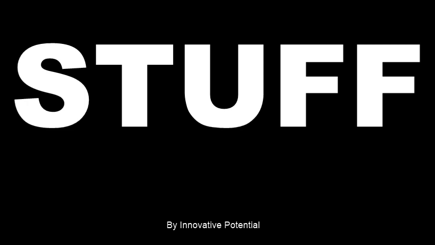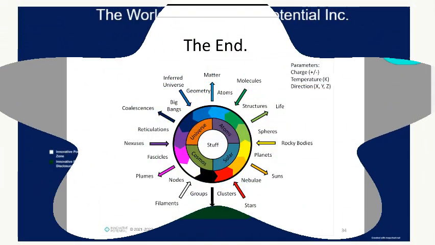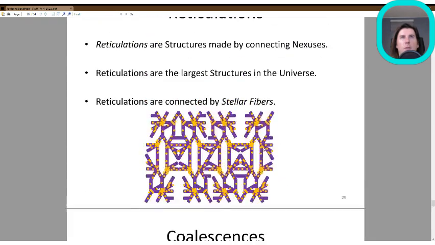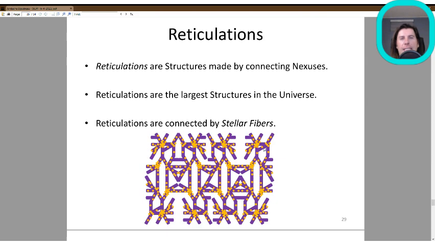Okay, I'm back. We're talking about stuff, but the world of innovative potential. But we're not done. Not even close. We still got a bunch of things. We are at reticulations. So, reticulated. Okay, what does that mean?